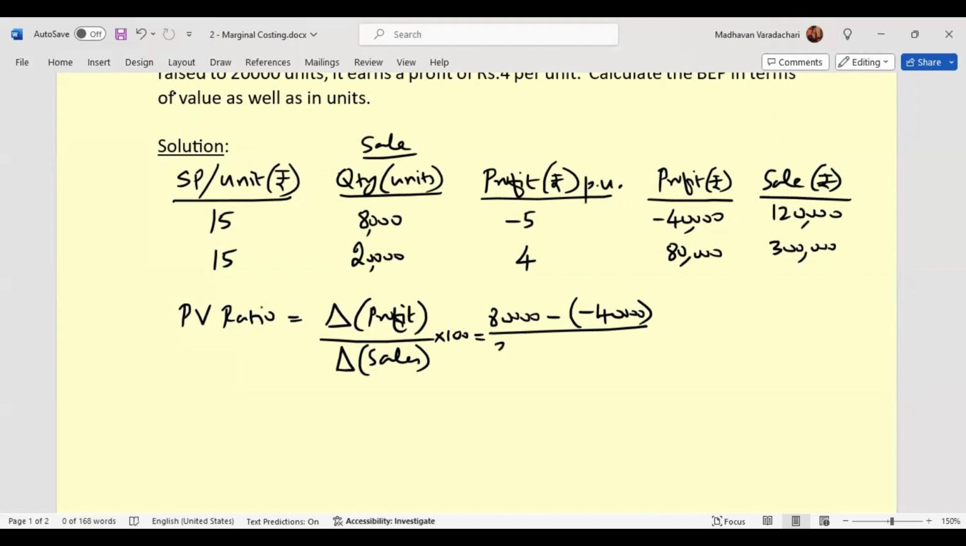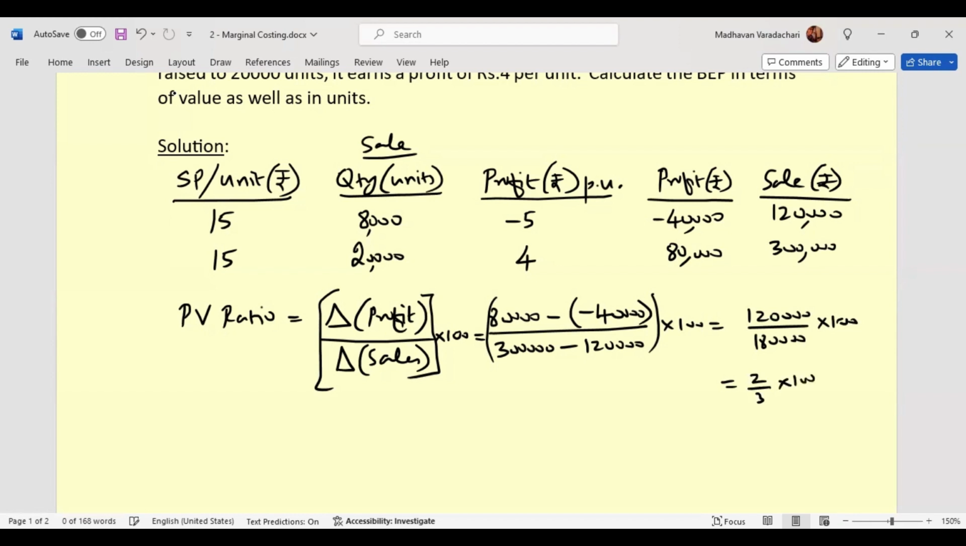So change in sales will become now 3 lakhs minus 1,20,000, multiplied by 100. Numerator is 1,20,000. Denominator is 1,80,000, multiplied by 100. That will be 2/3 into 100, which is approximately 66.67%.